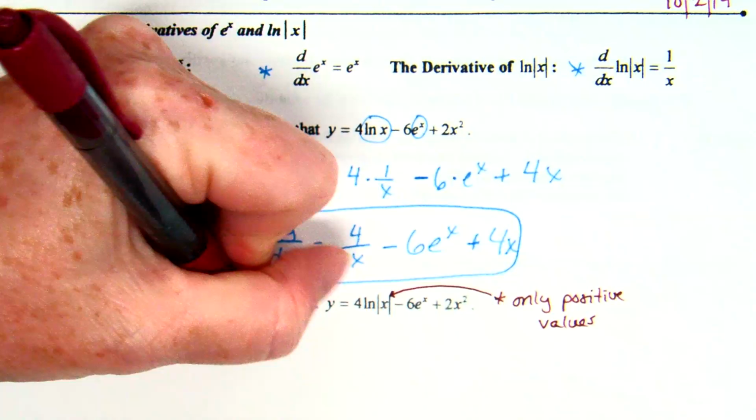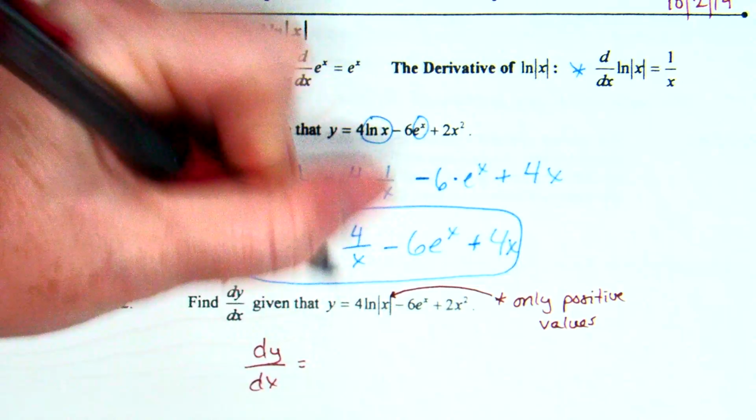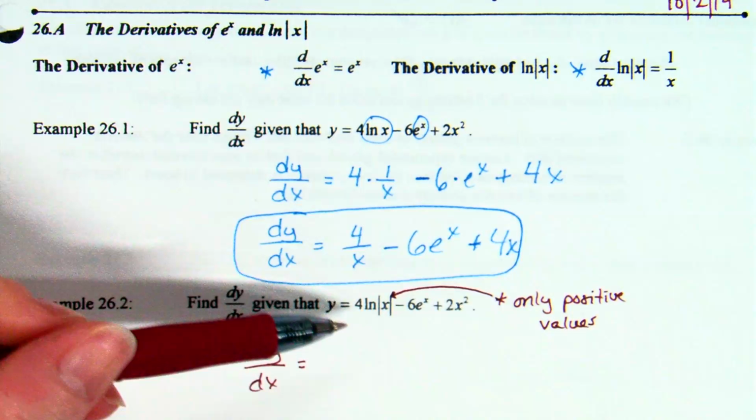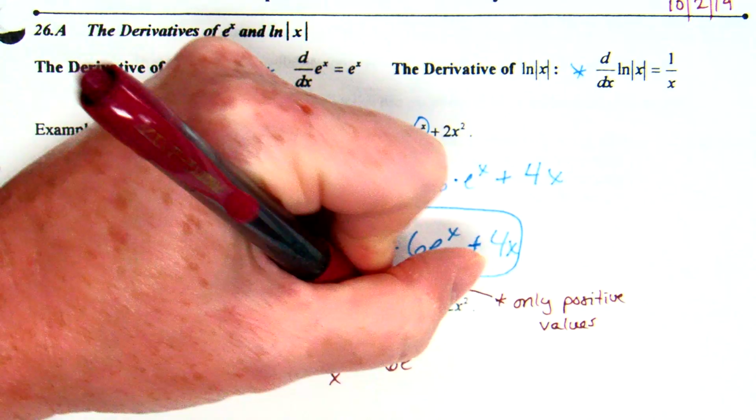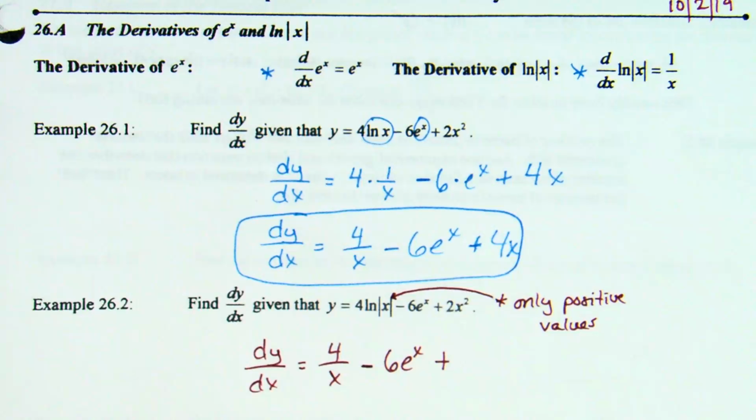So, dy dx, 4 natural log x. What's the derivative of 4 natural log of x? 4 over x, because you keep the 4. The derivative of natural log of x is 1 over x. So if it's 4 times 1 over x, that is 4 over x. Minus the derivative of 6e to the x. 6e to the x stays the same. Derivative of 2x squared: 2 times 2 is 4, subtract the 1, 4x.